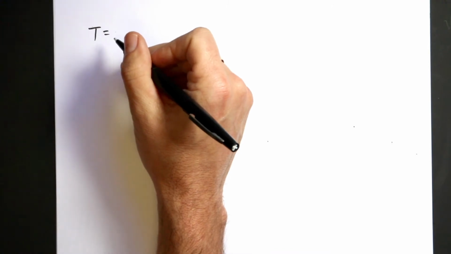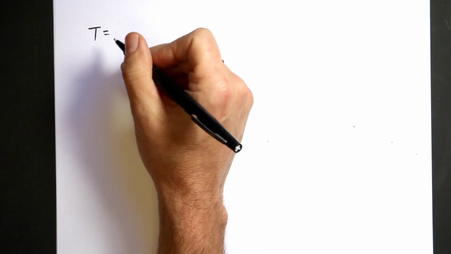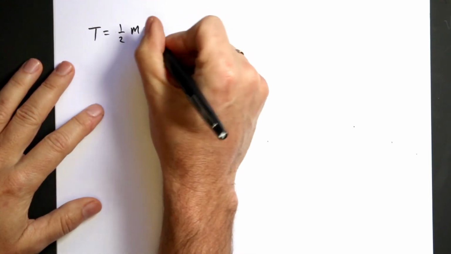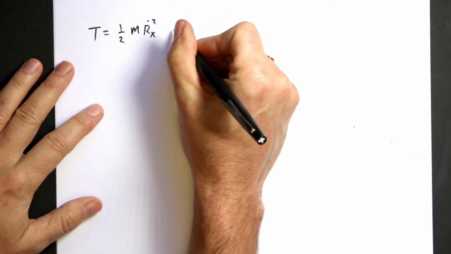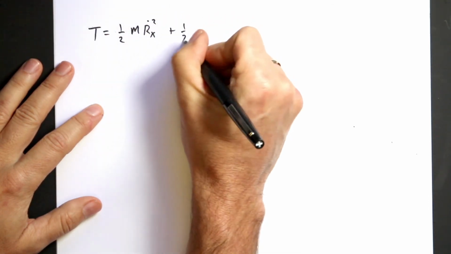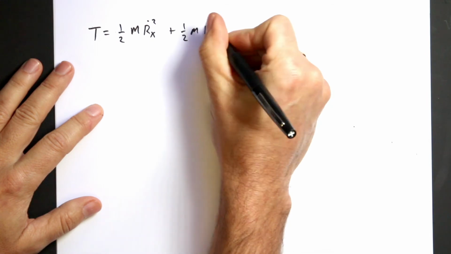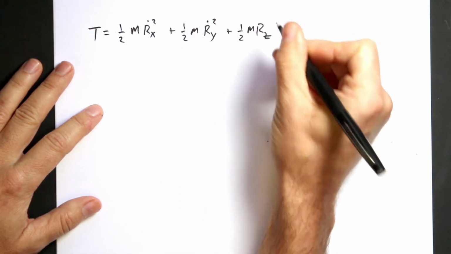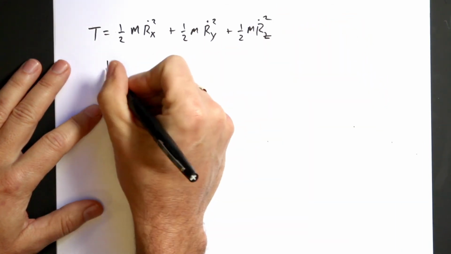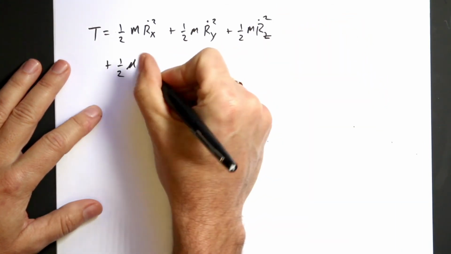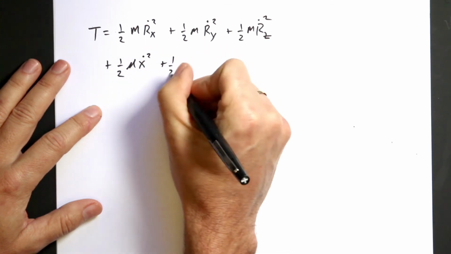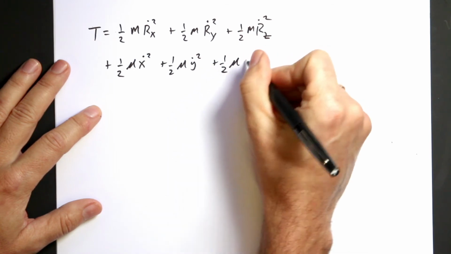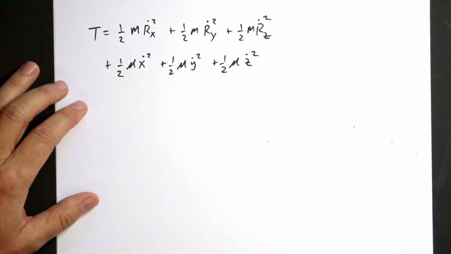changing my page, my notes. I actually do have notes because I don't want to make the same mistake I made before. So I say T equals 1/2 m R_x dot squared plus 1/2 m R_y dot squared plus 1/2 m R_z dot squared. And then the other term is plus 1/2 mu x dot squared plus 1/2 mu y dot squared plus 1/2 mu z dot squared. That's my whole thing.